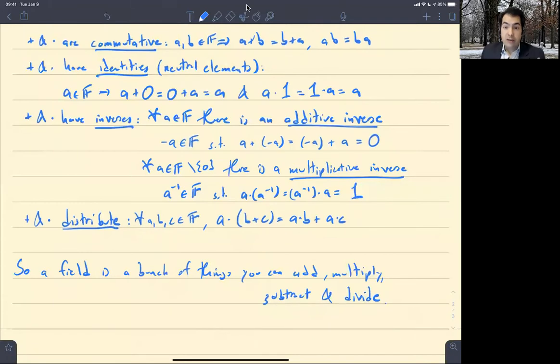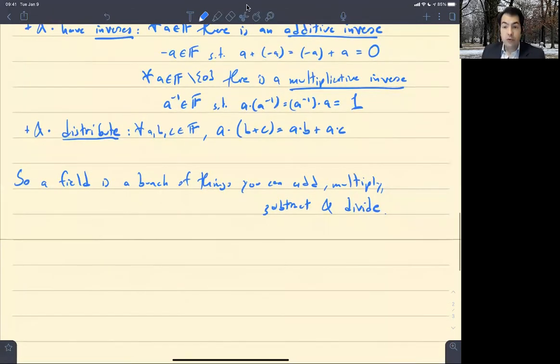So notice that if you have a linear equation and you want to know if something is a solution, you want to be able to put this in instead of the variable. And so in order for that to make sense, you need to be able to multiply with the coefficient that's next to it. You need to be able to add with the other terms. And then if you want to solve an equation, you want to be able to undo what the coefficients are doing. And so you need to be able to subtract and divide.